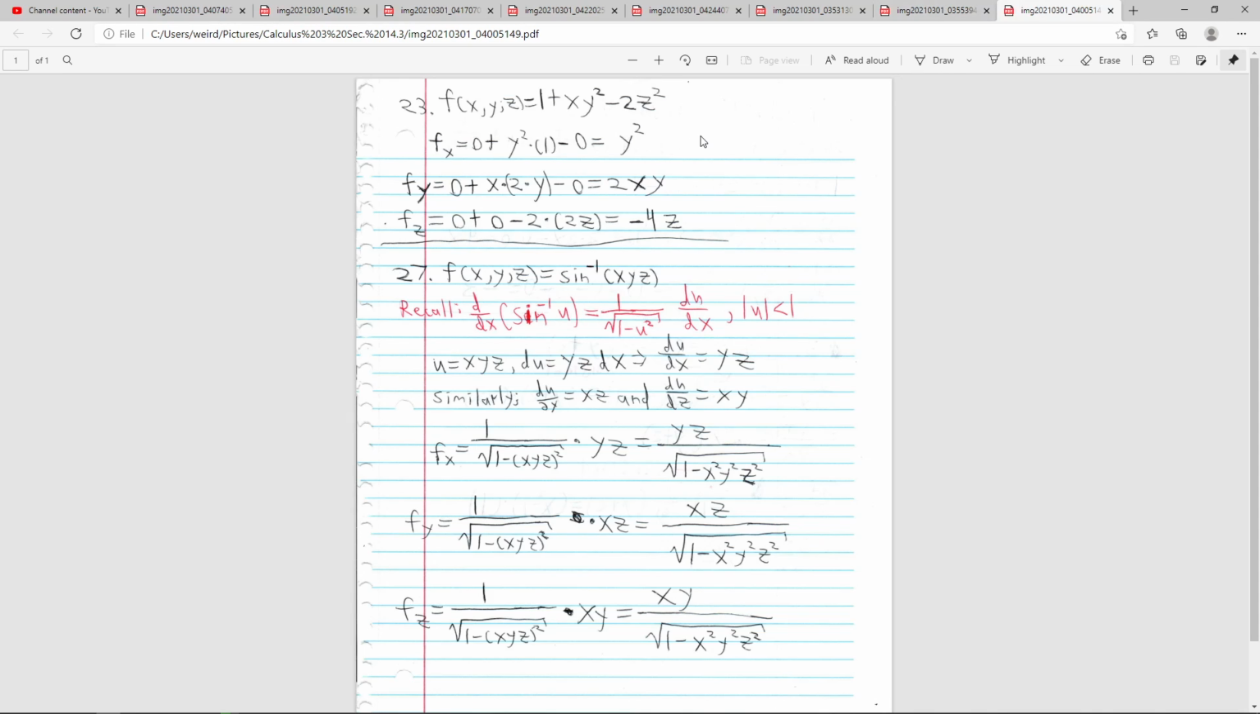Now it's time for one where we have 3 different partial derivatives for the first order.